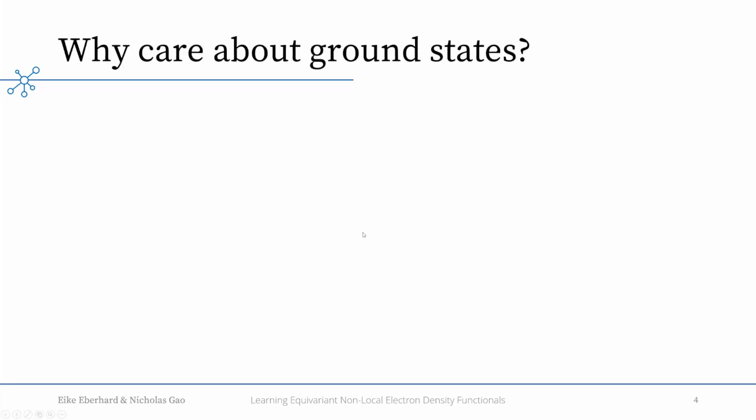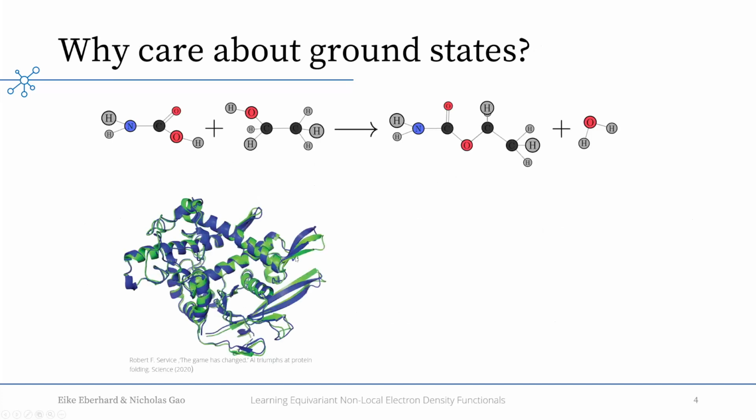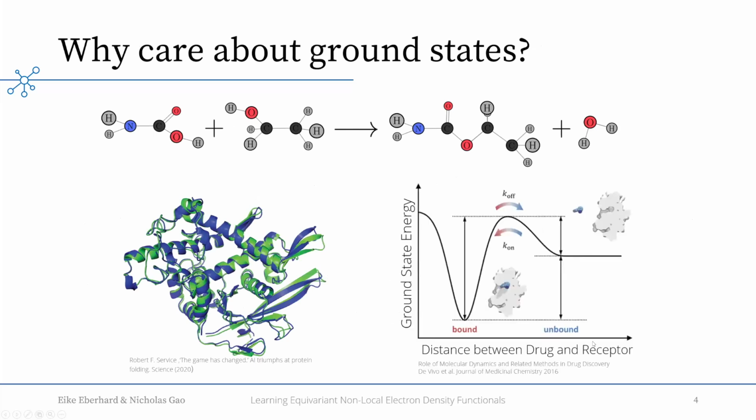Okay, so why should anybody care about the ground state? The ground state basically tells you which chemical reactions can take place. It also tells you, for example, how proteins could fold, as you might have heard in the context of AlphaFold. And it's also important for drug development, for example, the binding to a catalyst and unbinding, and how enzymes work.